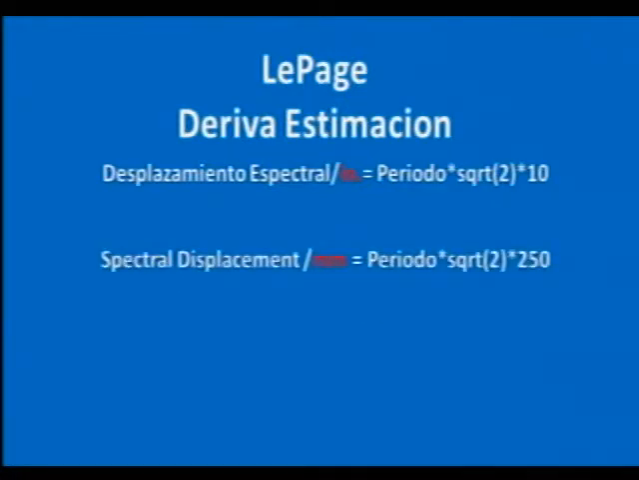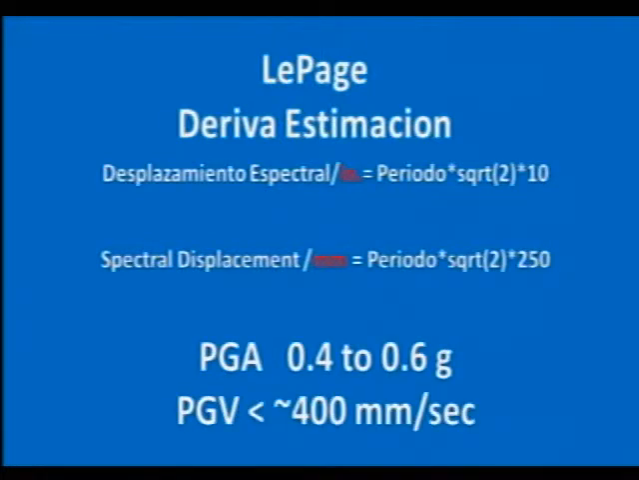I won't even go into the other part, but look, are you all awake? Wake up. If you want to compute the nonlinear response of a frame or of a wall, you calculate the spectral displacement by taking the initial calculated period of the system and multiplying it by square root of 2 and multiplying it by 10 to get it in inches. Or if you want to get it in millimeters, approximately the same thing. You don't have to do a nonlinear analysis. And this is good if your PGA is from 0.4 to 0.6, and if your PGV is below 400 millimeters.